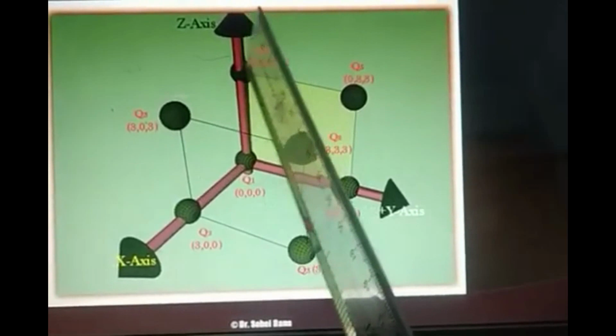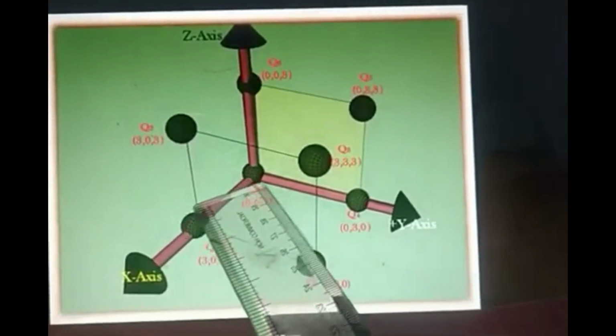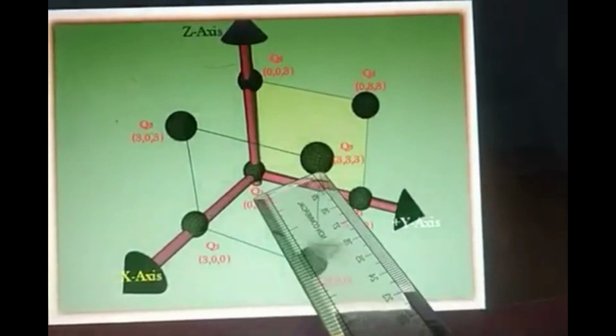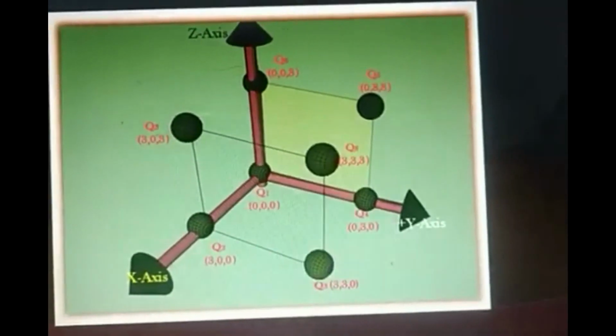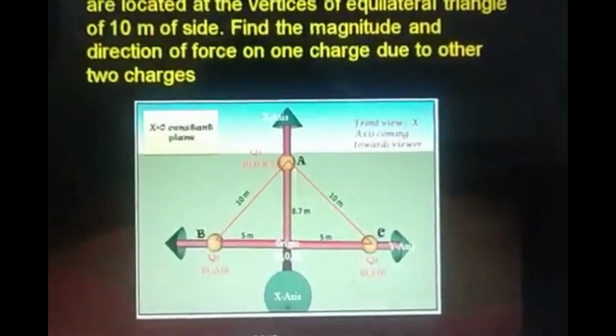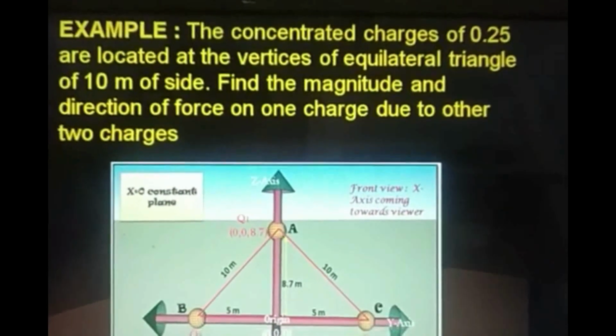So for this charge, we will find out what is R bar. So this is the destination, this is the source. Here we will calculate force 1, then force 2, force 3, 4, 5, 6, 7. And for calculation of total force, we have to take the summation. Then there may be one more example. We will see the setup.